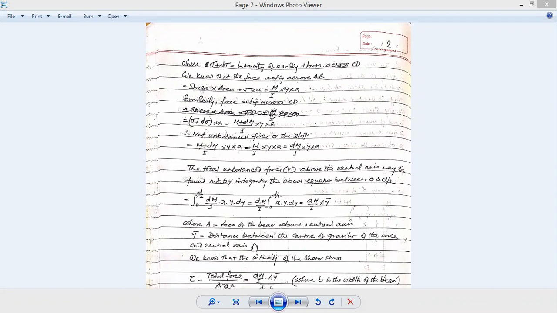meaning half of the area of the beam, and y bar is the distance of the CG of the area of the beam above the neutral axis from the neutral axis itself. Thus we have got the difference in the force created between two adjacent sections. Now, to get the intensity of the shear stress, we have to divide that total difference in force by the area concerned. The total force we have put down here is dM by I, A into y bar, and we divide it.